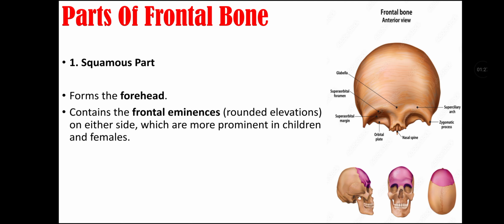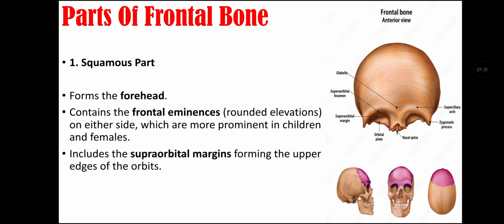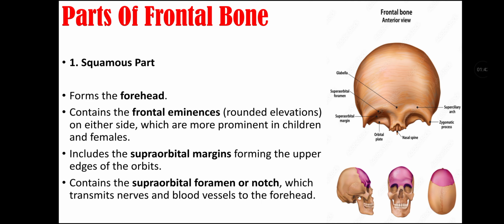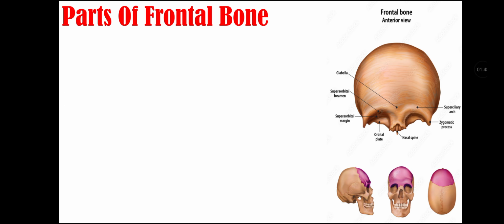It forms the forehead. It contains the frontal eminences, that is rounded elevations on either side, which are more prominent in children and female. It includes the supraorbital margin forming the upper edge of the orbits. It contains the supraorbital foramen or notch which transmit nerves and blood vessels to the forehead.